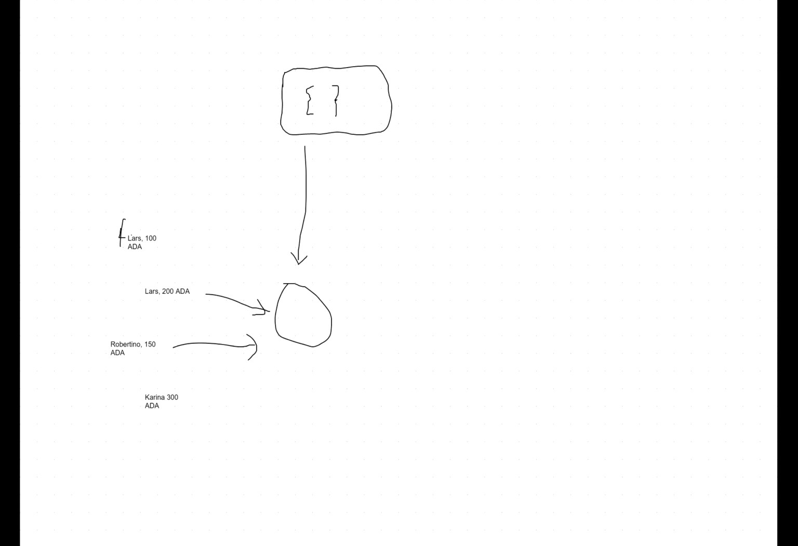Okay, so for simplicity, let's first think there's just one bot. Then these would be the inputs, and one output would be this updated thing. So now it would say in the datum... what would it say?